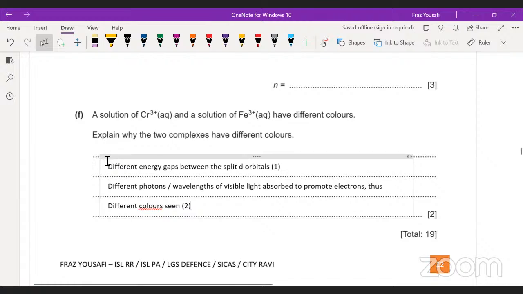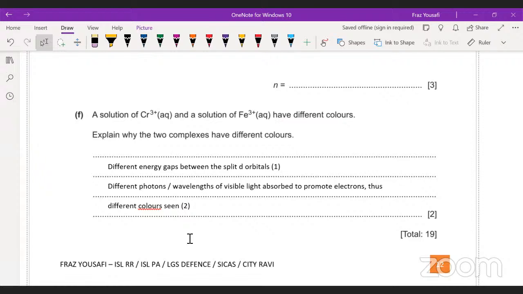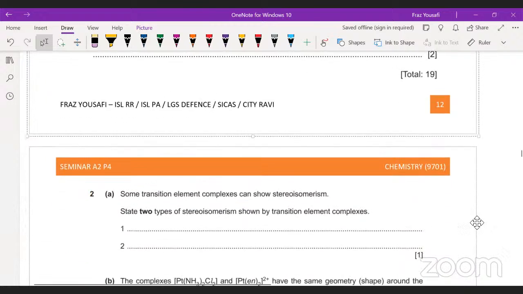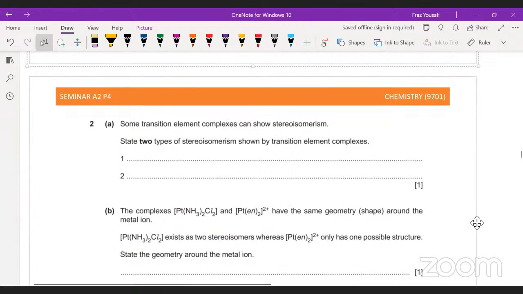This is the difference every single time. It repeats. This question has nothing exorbitantly unique and different about it. You need to mention again the idea of the split d orbitals when you talk about color. You need to mention how, again, you're absorbing energy to go from a lower level to a higher level. And then you need to talk about, again, how different complexes will have different wavelengths of visible light, causing different colors to be seen as different wavelengths are absorbed.